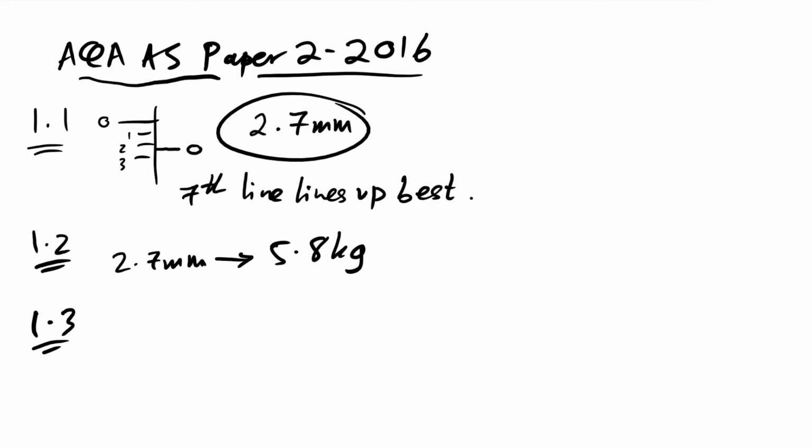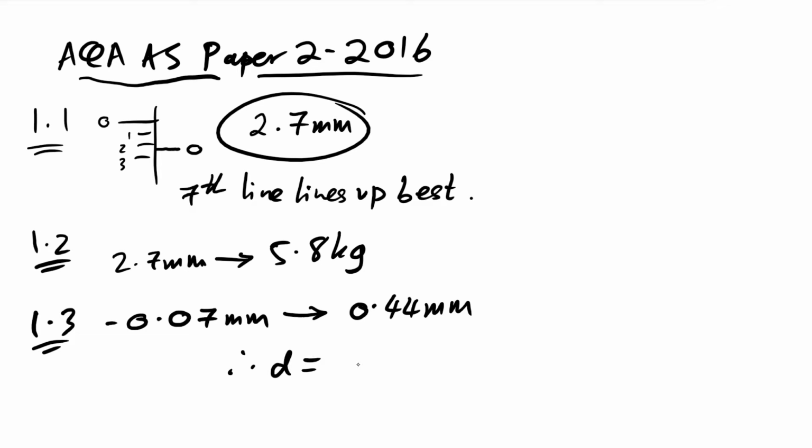1.3, we have a micrometer that has a 0 error. So when it's closed, it reads minus 0.07 millimeters. So therefore, it's going from that to 0.44 millimeters. So therefore, the true diameter is going to be 0.51 millimeters.